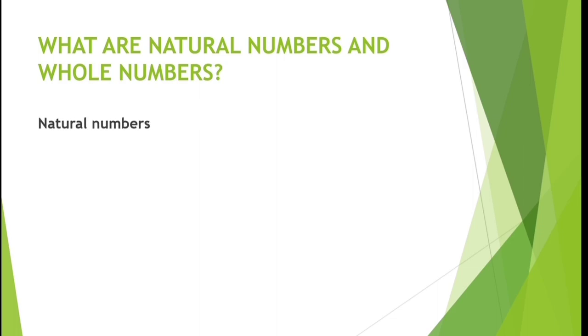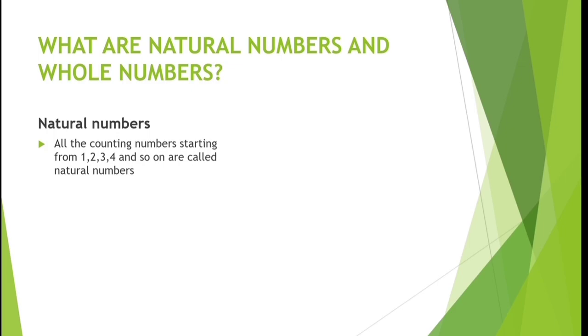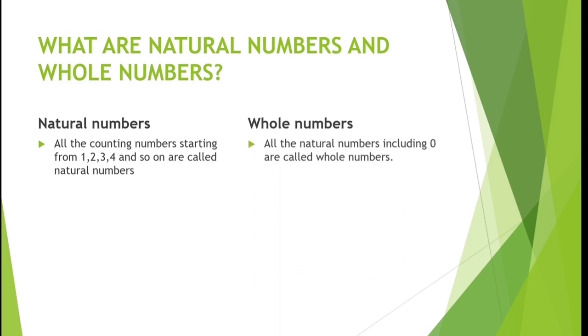Natural numbers: all the counting numbers starting from 1, 2, 3, 4 and so on are called natural numbers. Whole numbers: all the natural numbers including 0 are called whole numbers. So we can say that 0, 1, 2, 3 and so on are all whole numbers.